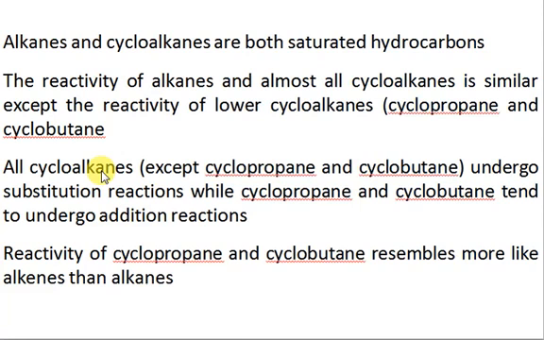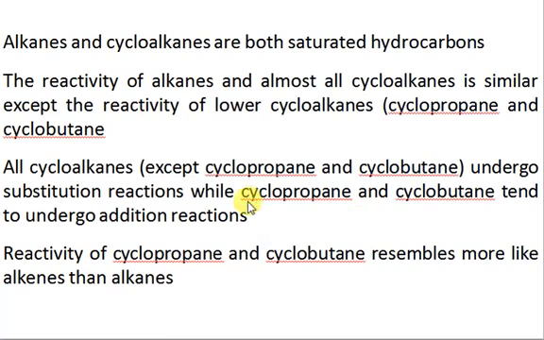So why are we saying that? Because all alkanes undergo substitution reactions. So they get a hydrogen substituted by some other group, but cyclopropane and cyclobutane tend to undergo addition reactions. And when they undergo addition reactions, they undergo ring opening. So you have seen the addition reactions of cyclopropane with bromine, and you have seen the addition reactions of cyclobutane with bromine as well, and some other reagents as well.